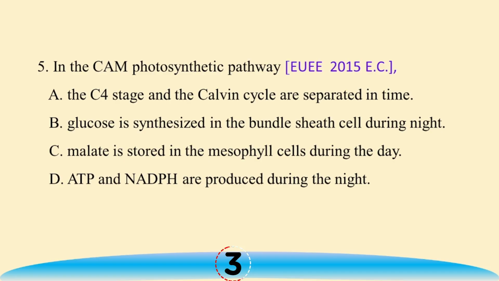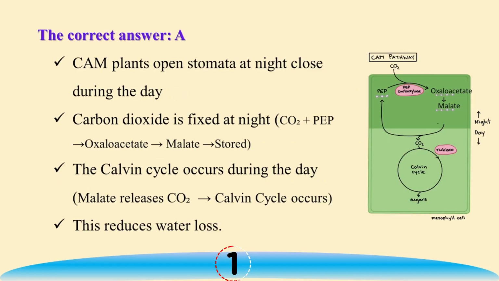The correct answer is A. Plants open their stomata at night and fix carbon dioxide into malate. During the day, the stored malate releases carbon dioxide, which enters the Calvin cycle. This means carbon fixation and the Calvin cycle occur at different times.